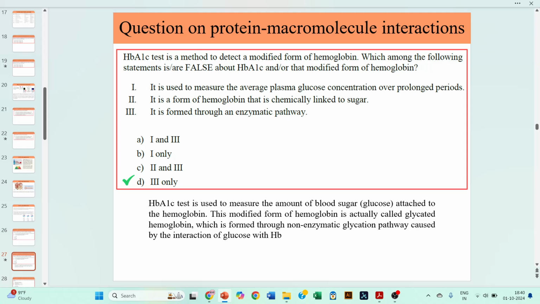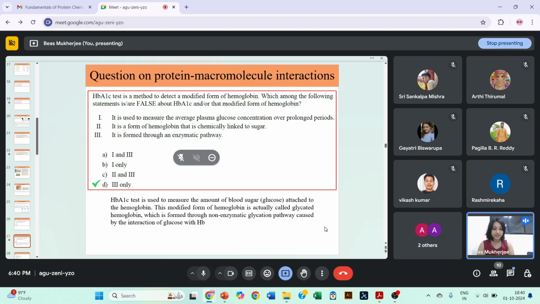So HbA1c test is used to measure the amount of blood sugar, glucose attached to hemoglobin. This is a modified form of hemoglobin that is actually called glycated hemoglobin, which is formed through a non-enzymatic glycation pathway caused by interaction of glucose with hemoglobin. So they have asked you which one is false, and therefore only 3 is false. Alright, so we'll move on to the next question.